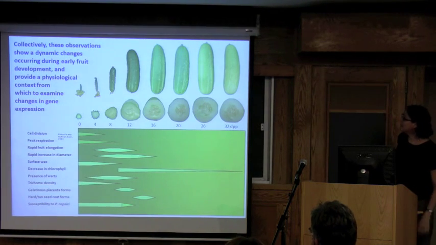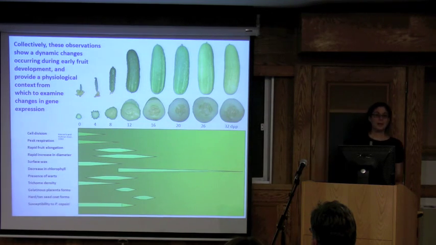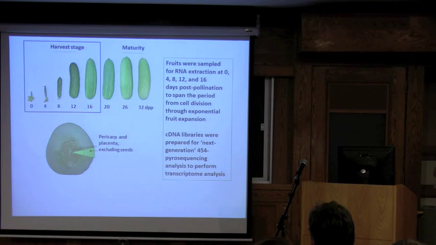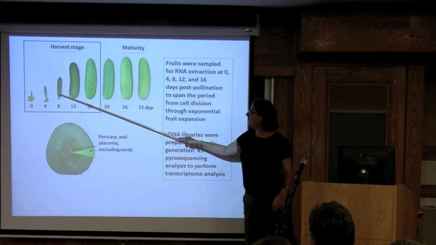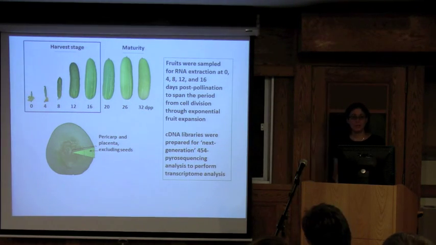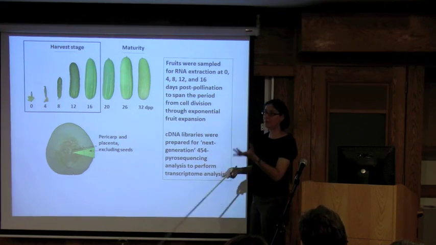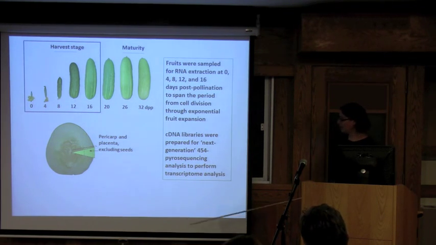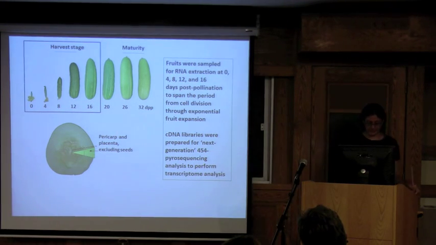So collectively, these observations show that there's a lot of changes occurring during early fruit development, and they provide a physiological context from which to examine changes in gene expression. So to perform the transcriptomic analysis, fruits were sampled at 0, 4, 8, 12, and 16 days post-pollination. This allowed us to cover that exponential period of growth and also include the time at which cucumber fruits would typically be harvested. RNA and cDNA libraries were prepared from samples that included pericarp and placenta, but did not include seeds.